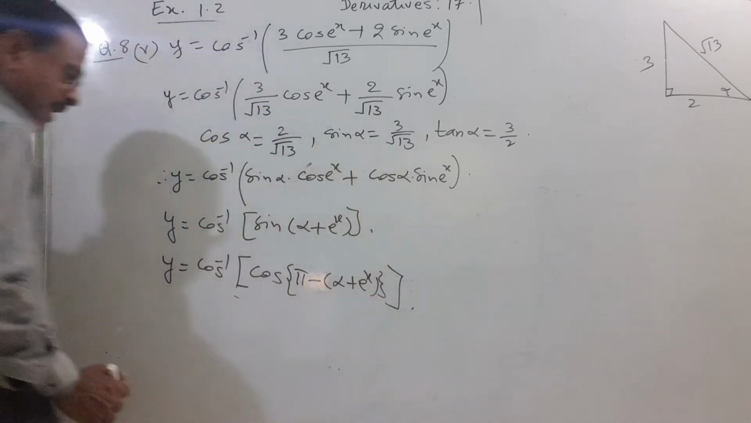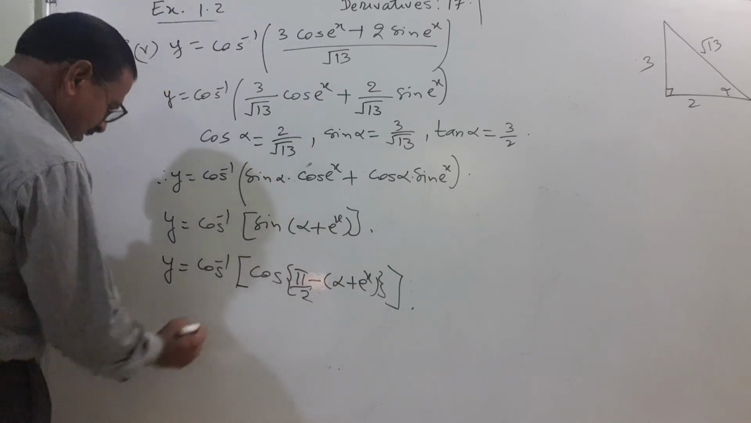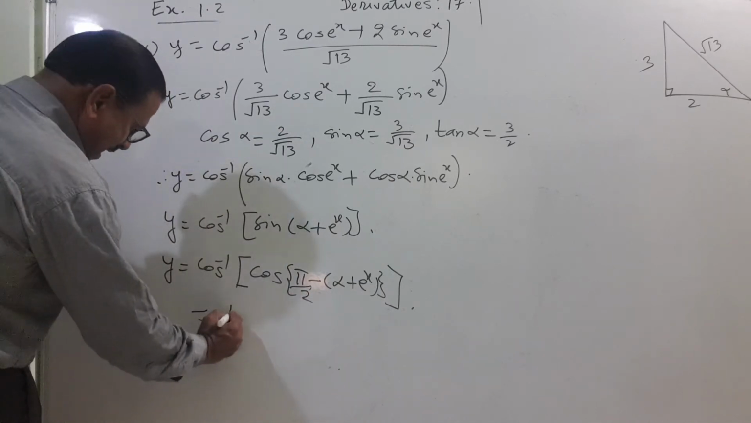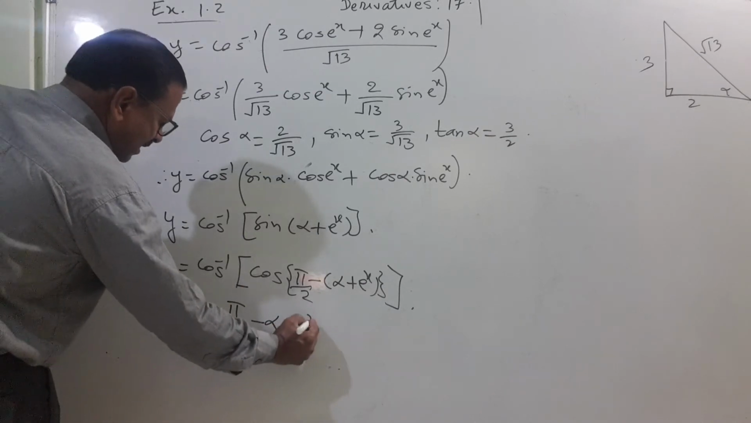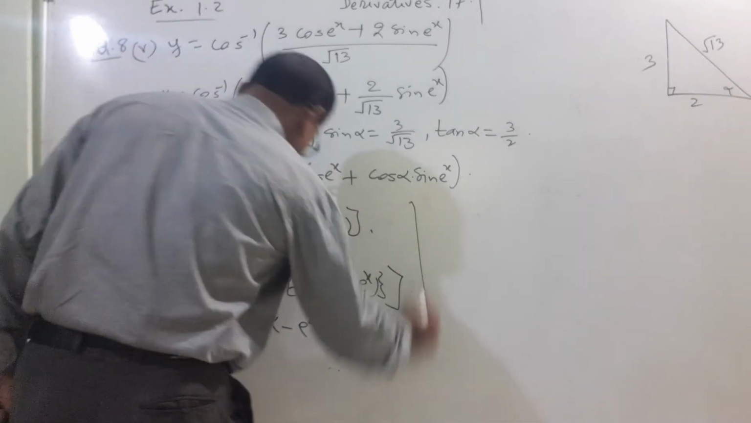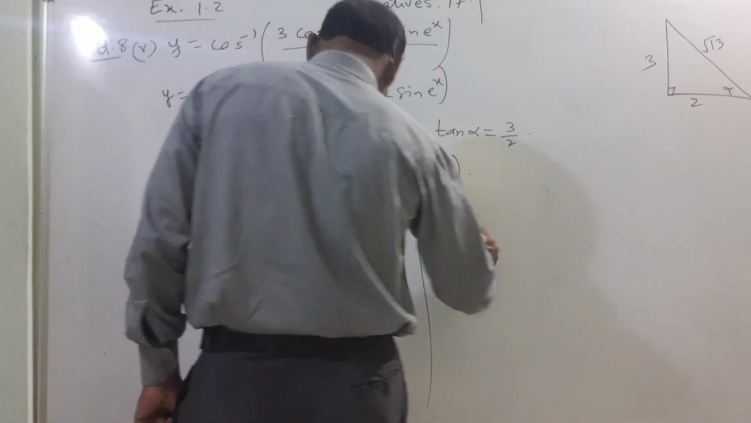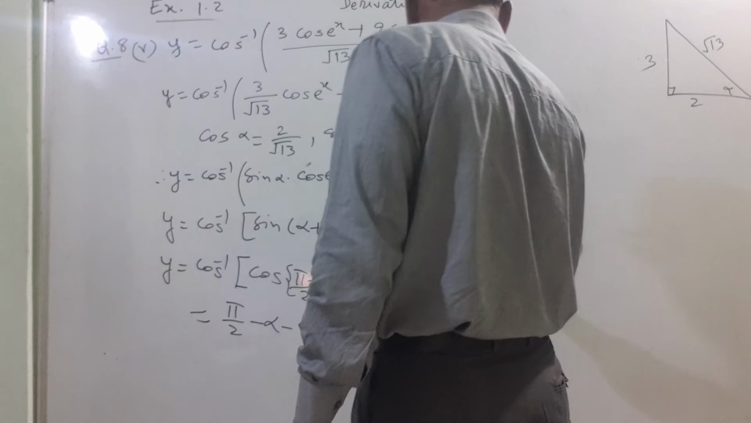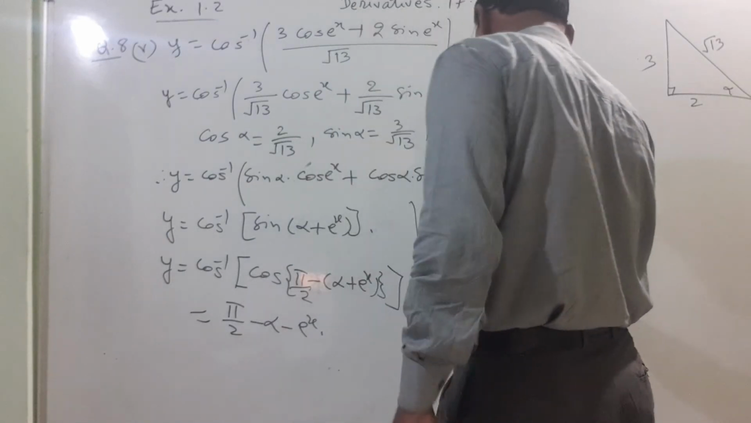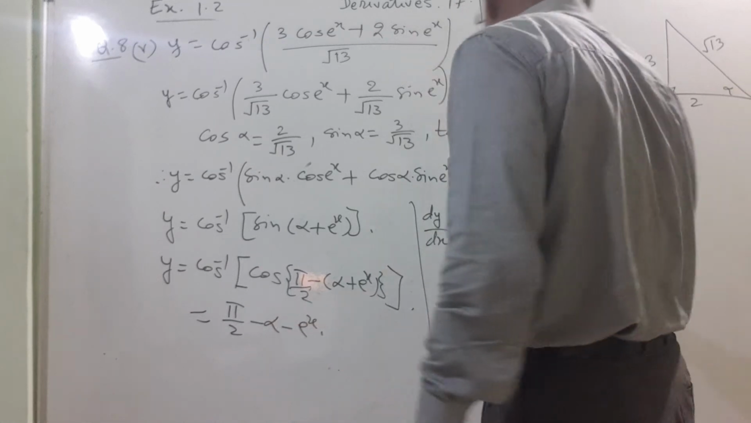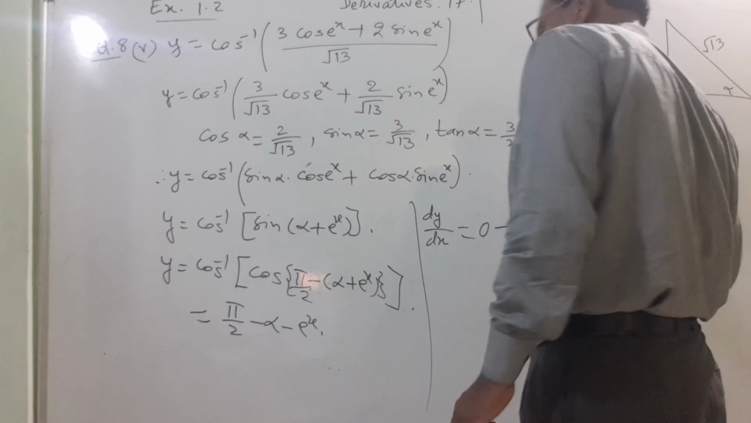This way also it is correct. So cos inverse cos will get cancelled, pi by 2. Cos inverse cos will get cancelled, and I will get pi by 2 minus alpha minus e raised to x. So dy by dx is equal to pi by 2 minus alpha, derivative of this 0, minus 0 and minus e raised to x, and that is equal to minus e raised to x.